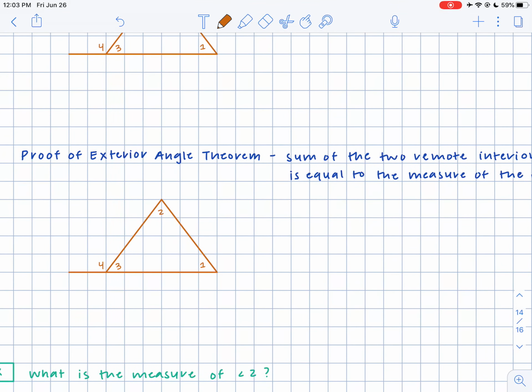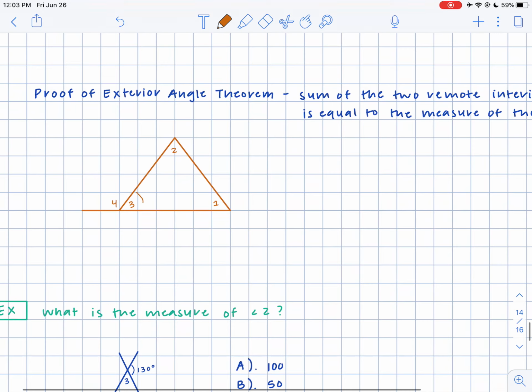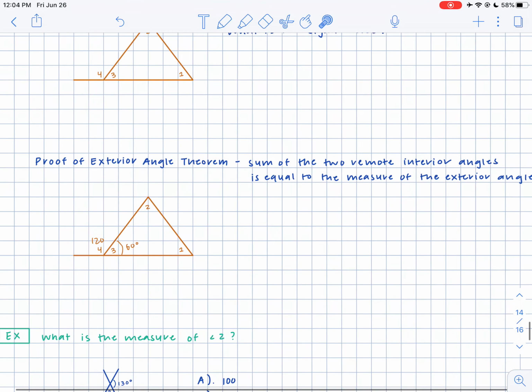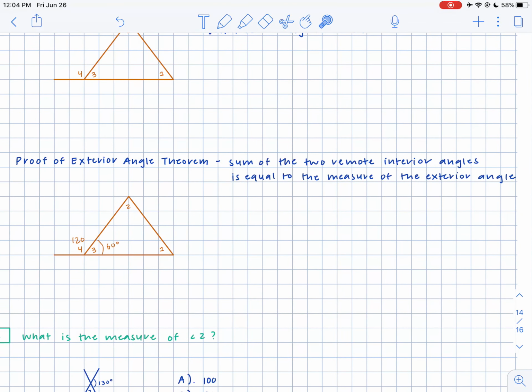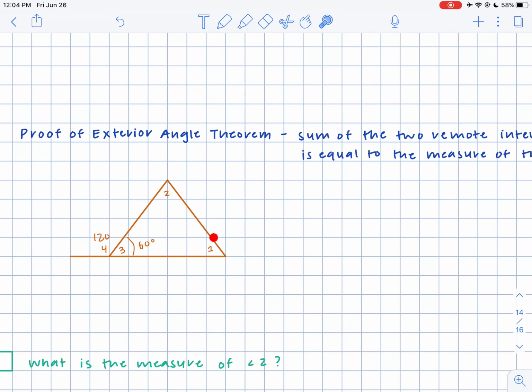How do we know that? Well, let's pretend that this angle 3 was 60 degrees. What did we already learn? We learned that the exterior angle has to form a linear pair with the adjacent interior angle, and remember, linear pairs add up to 180. So 180 minus 60 is 120. So angle 4 has to be 120 degrees. Now this states that the sum of the two remote interior angles is equal to the measure of the exterior angle. So if you add angle 1 and angle 2, this would give us angle 4.